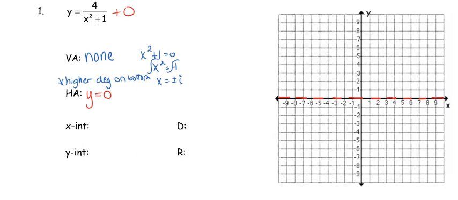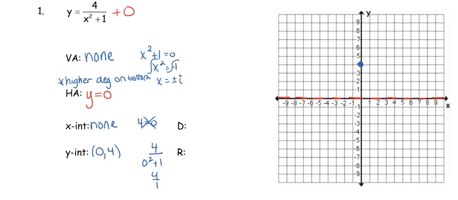Our x-intercept, when we are trying to solve for our x-intercept, we set the numerator equal to 0. Well, 4 equals 0, no variable, no solution, so there isn't an x-intercept. For our y-intercept, we plug 0 in for x. So 4 over 0 squared plus 1. 4 over 1 is just 4. So our y-intercept there is at 0, 4.